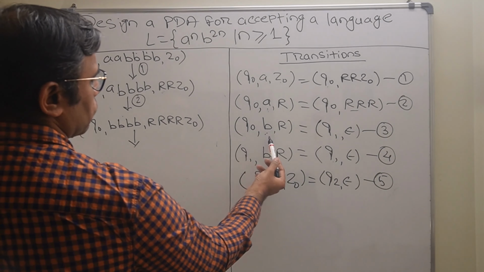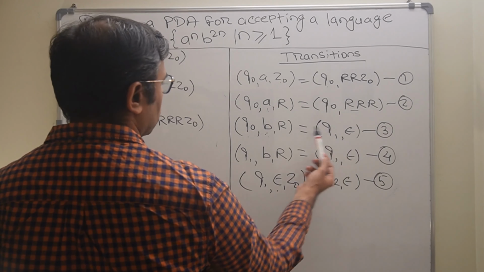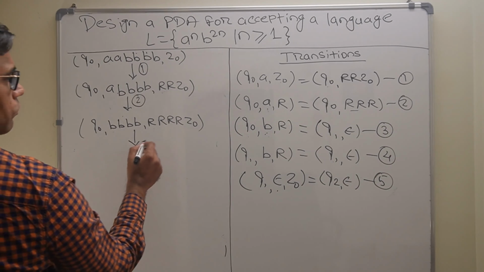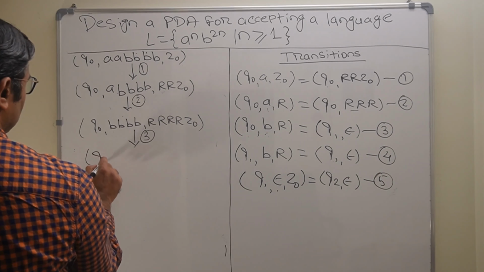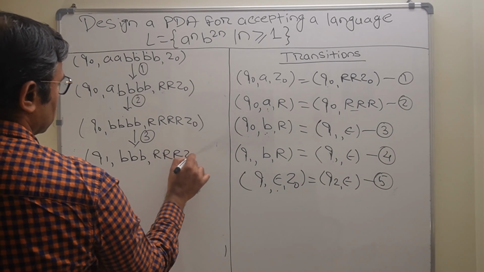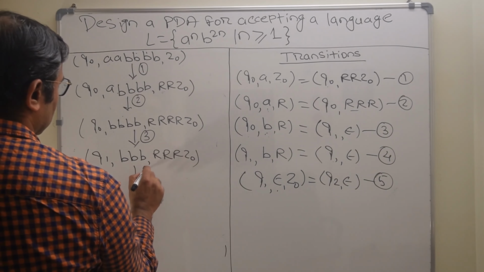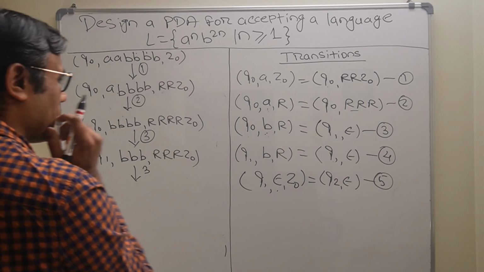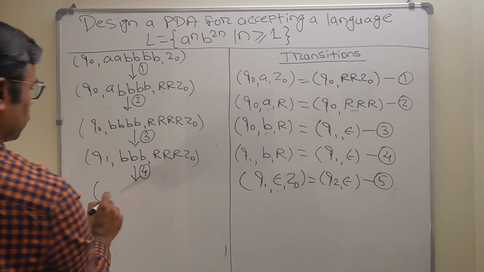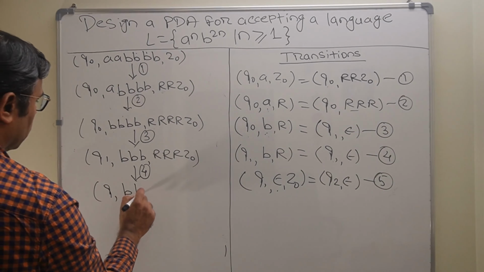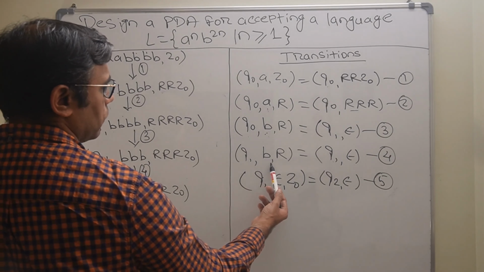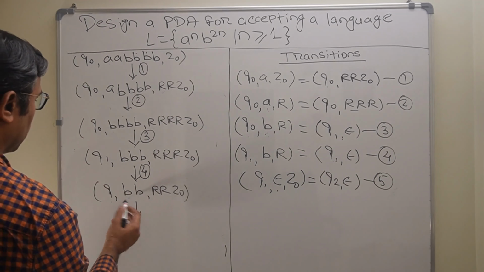Now Q0 BR. If you look here, Q0 BR, it is Q1 epsilon. So for Q0 BR, we have to take the first symbol. So I will apply rule number 3. It will be Q1 triple B triple R Z0. Now I will apply rule number 4, because the state is Q1. So it will be Q1 double B double R Z0.